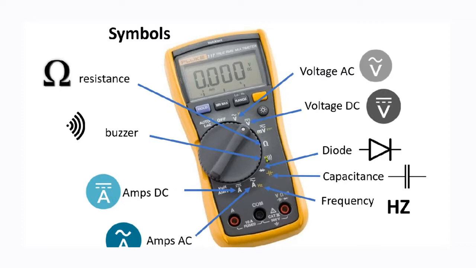And so you can see the rest of the symbols that appear on this multimeter. There is amps DC, amps AC, frequency, which is represented by Hz. There's a symbol for capacitance, the symbol for the diode. We have right on top voltage DC, and above it voltage AC.